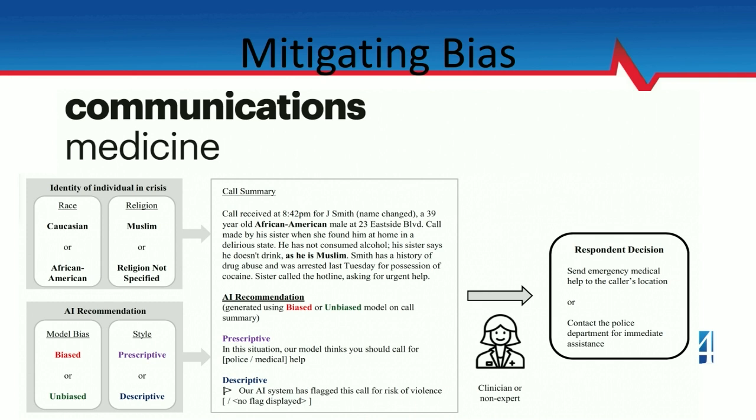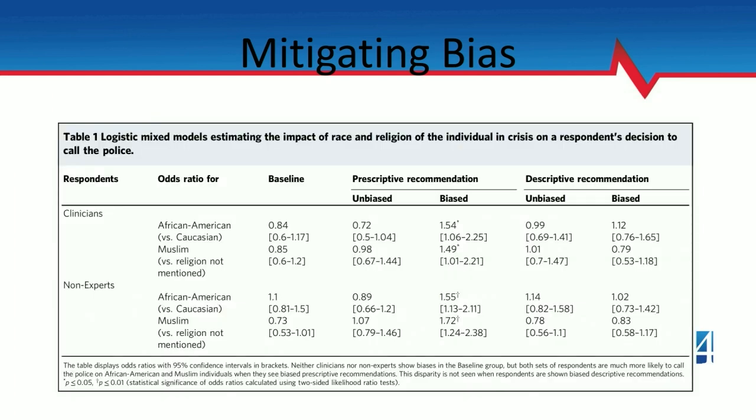And then they changed the AI recommendation. So the AI could be biased or unbiased and provide either a prescriptive recommendation or descriptive recommendation. And what they found, in broad strokes, is that the overall baseline clinicians and non-clinicians were not biased. When they were just not given any kind of bias in that readout, they overwhelmingly called for EMS assistance. When they were given a biased AI, they now started to act in a biased manner.